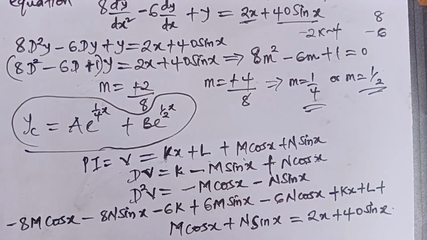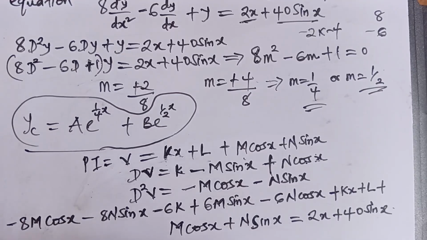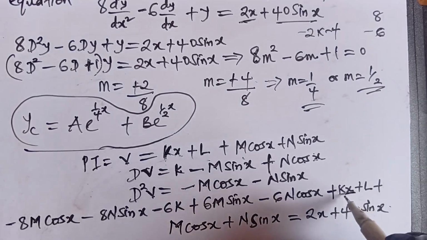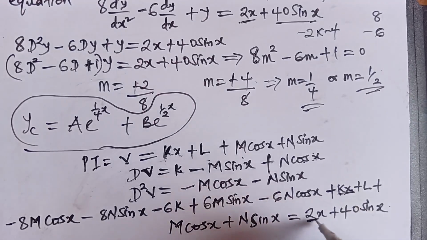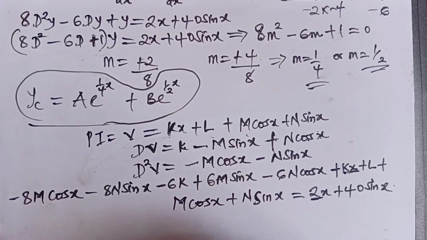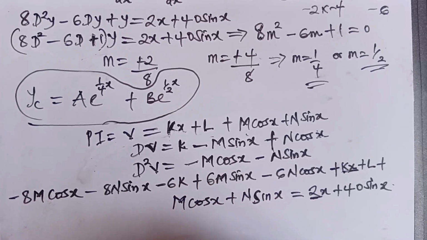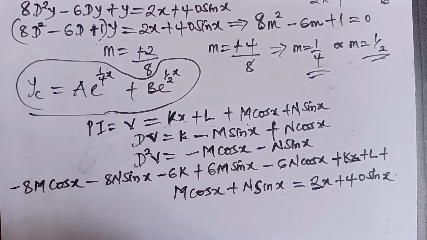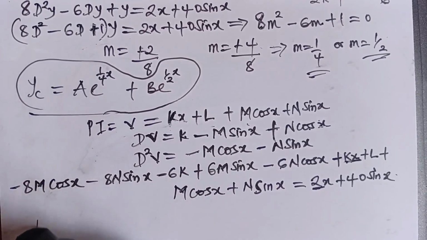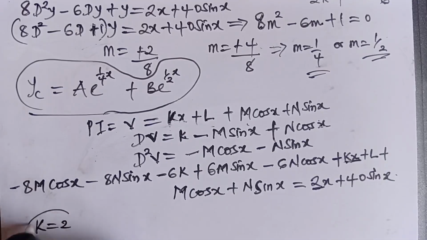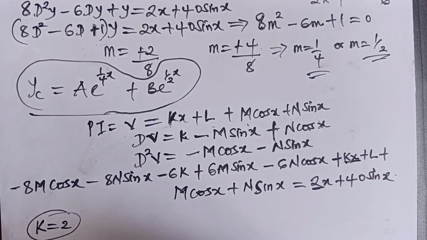All right, so let's do the comparison. Let's compare. There is only one term in x here, kx. So compare this k and this one. We're going to say that k is equal to 2. That's the first answer. We have to get m, n, and l now.